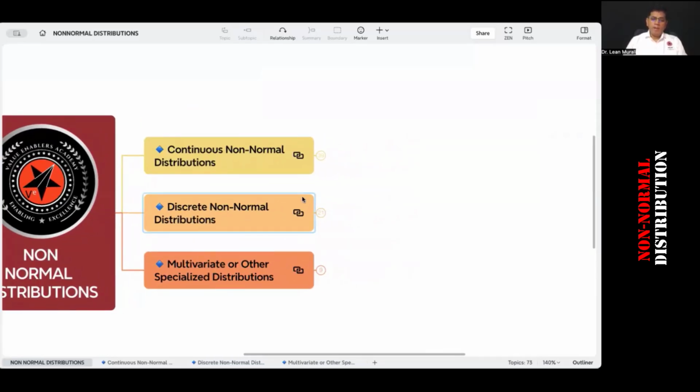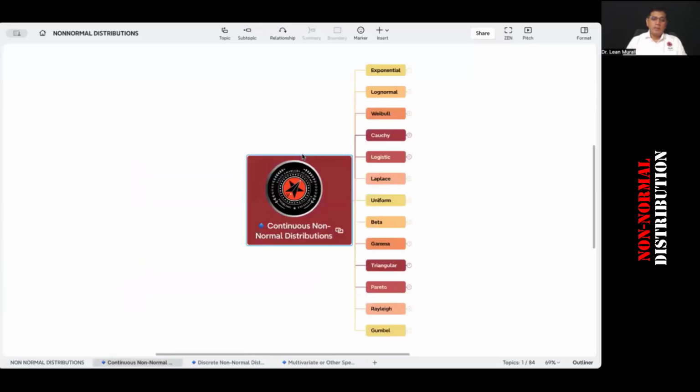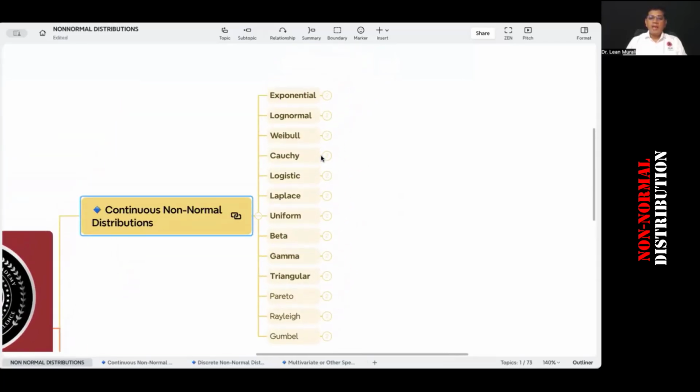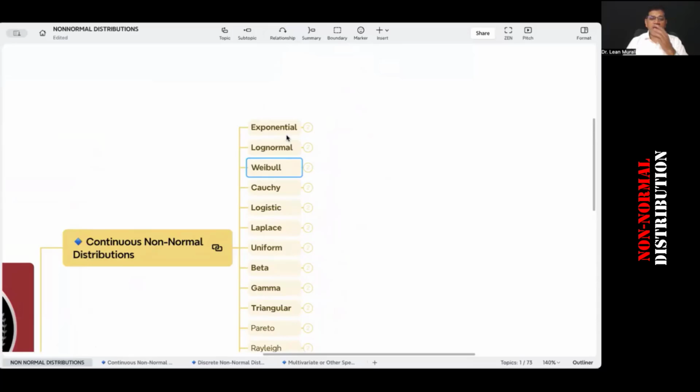Now, if you see here, continuous, there are various continuous non-normal distributions here. Exponential, log normal, and Weibull. All of you type ELW in the chat box. Exponential, log normal, and Weibull. This is quite commonly used, the first 3 non-normal distributions.